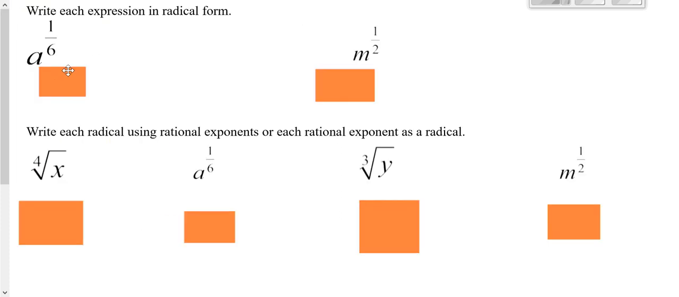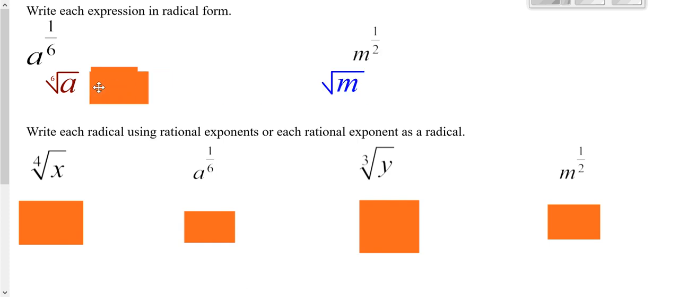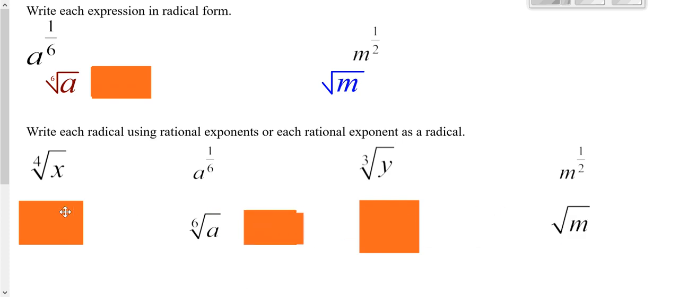So to write this as a radical, the denominator is 6, so it would be the 6th root of a. Here our denominator of the exponent is 2, so we would have the 2nd root of m, or the square root of m. Oh, wow, these two are just duplicated answers. I have no idea why I did that, sorry.